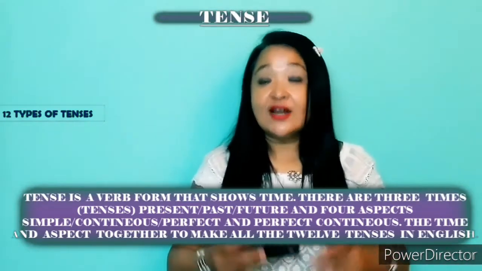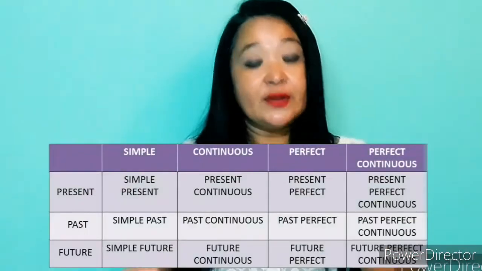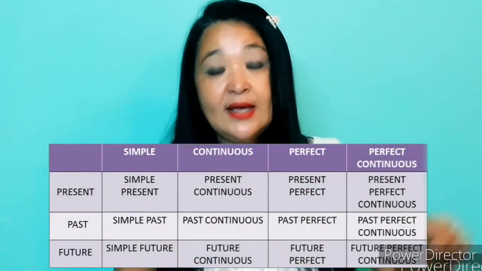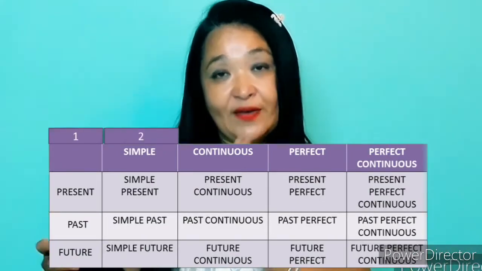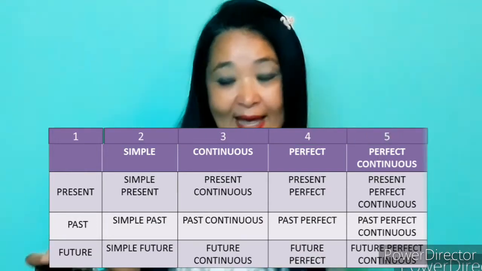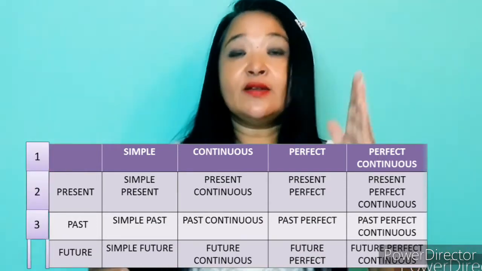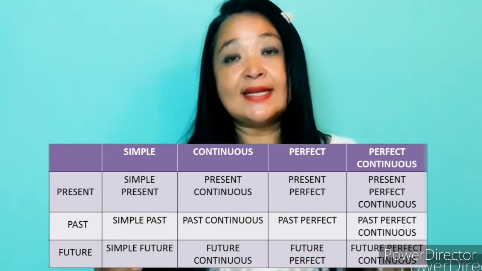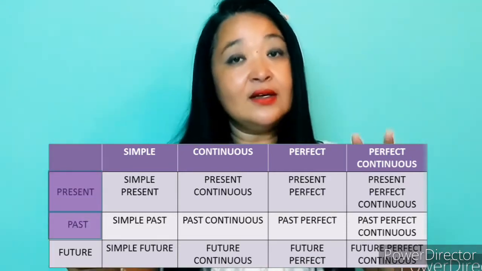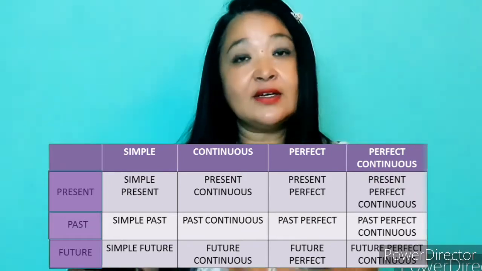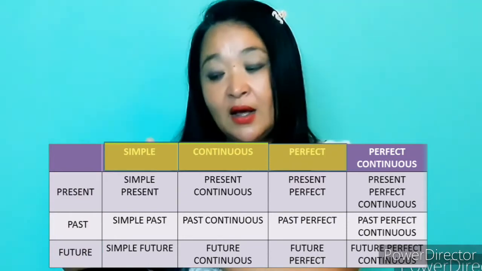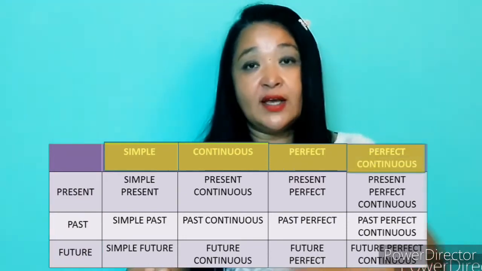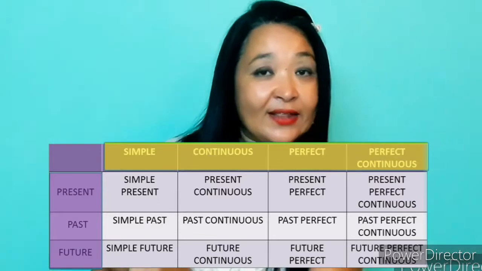Okay, I'll try to explain this with the help of a table. Let's look at the table. Can you see the table here? I've divided the table into 5 columns and 4 rows. In the first column you will see the tenses, that is the present, past and the future. Then on the next 4 columns you will see on the top simple, continuous, perfect and perfect continuous. So these 3 are the tenses and these 4 are the aspects.